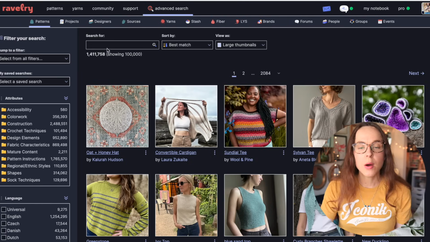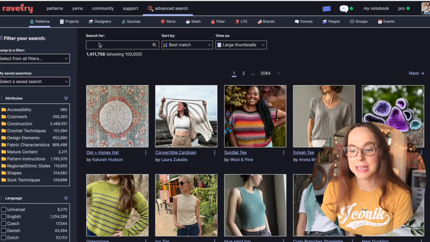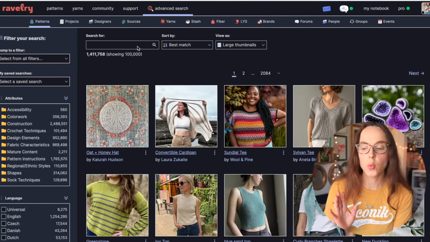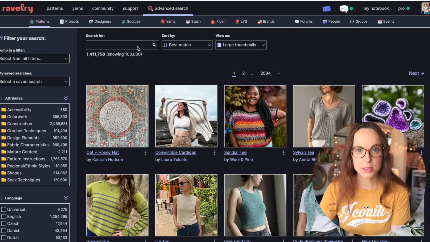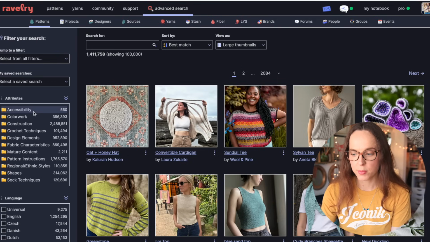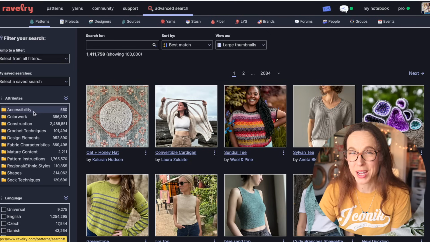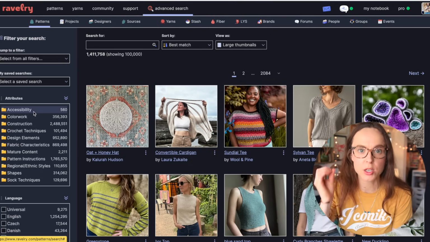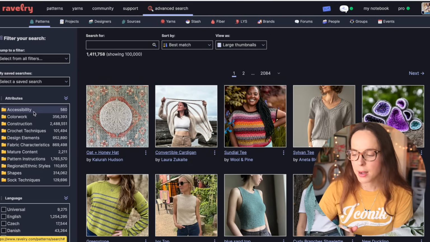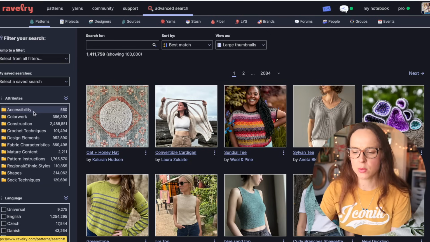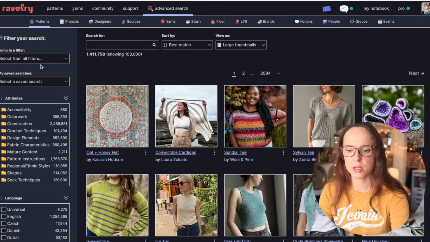Now, I'm not going to type anything into the search box today. We are going to just narrow this down using the filters off to the side over here, because honestly, unless you know the name of your pattern, that's the best way to find what you're looking for. And I know I said we're going to do 6. We're going to see what comes up here. We're just going to have fun with this. We're going to go where it takes us.